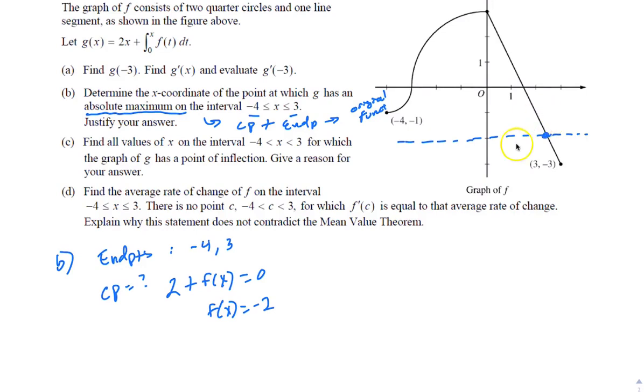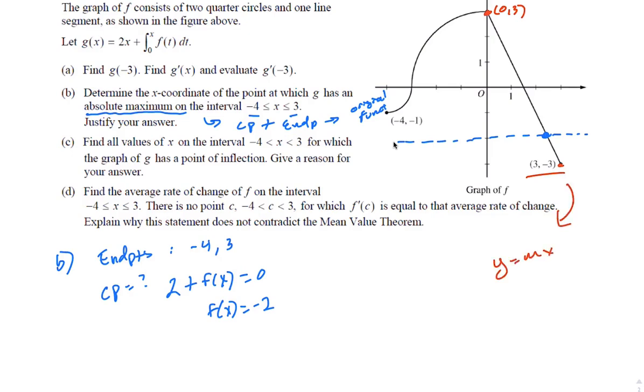Now this is the AP test, so I can't just eyeball it and go, hey, it looks like it might be 2, or 2.3, or 2.5. You actually gotta do the math. So how do we do the math on this? Well, just like we did in Algebra 1. You gotta find the equation of this line and set it equal to negative 2. So let's find the equation of this line. I have 2 points. This point is 0, 3. This point is negative 3, 3. So I gotta find the equation of the line.